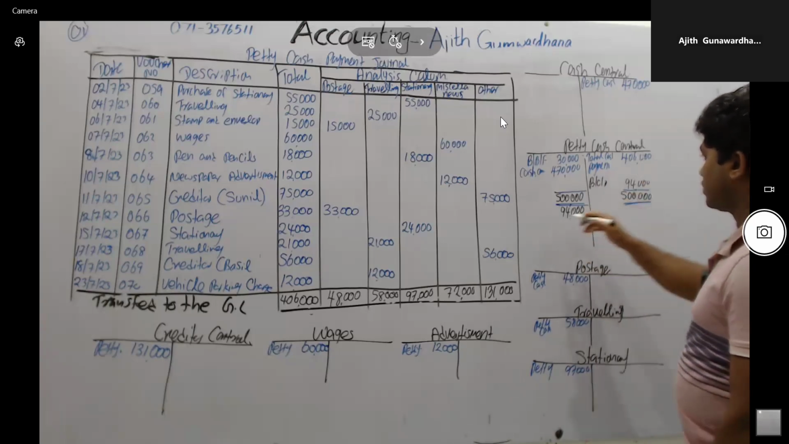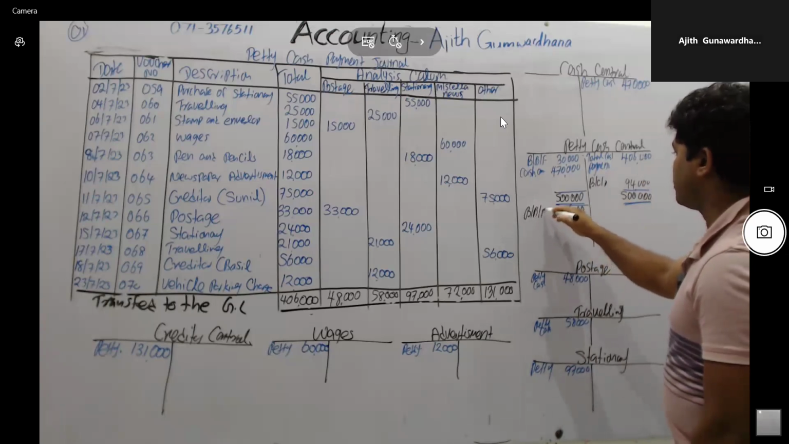406,000. Therefore, think closing balance. Therefore, this is the balance brought forward.